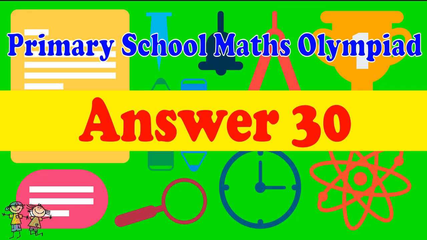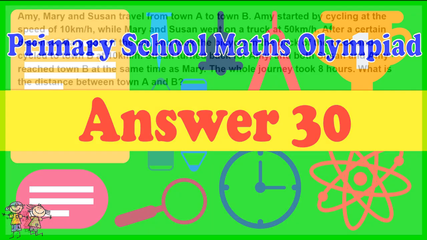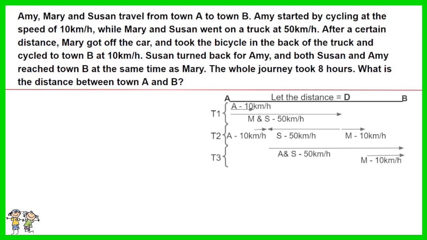Answer for question 30. For ease of explaining the answer, we illustrate the journey as shown. D is the distance between town A and B. T1 is the time when the truck traveled forward. T2 when the truck turned back for Amy. T3 is when the truck with Amy traveled to town B. T1 plus T2 plus T3 equals 8.